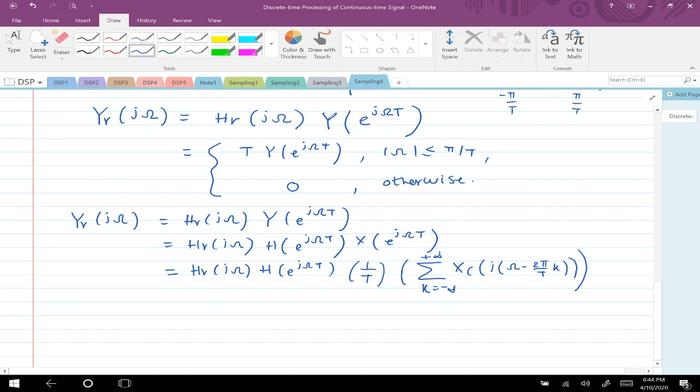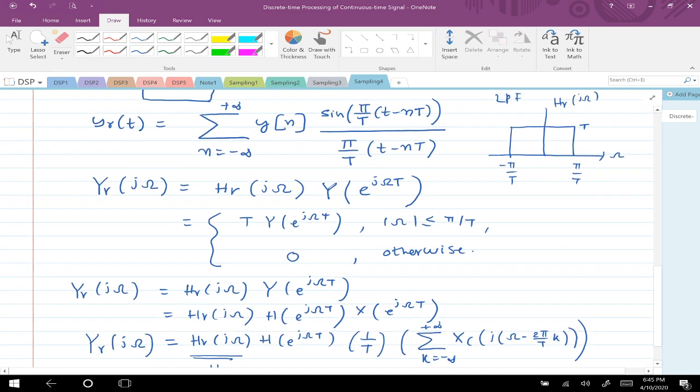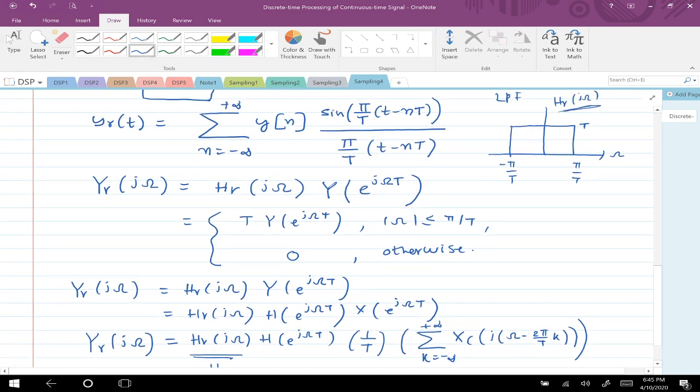Wow, so very big expression you got here. This is how, if you notice, the output frequency spectrum in terms of the input frequency spectrum, we are able to write it. Okay, now, just now we have seen this part, we know it, right? This is in fact equivalent to, what is its value, it is T.